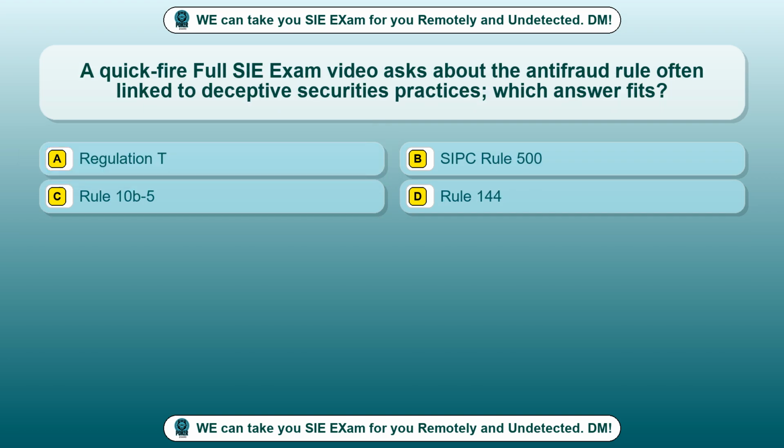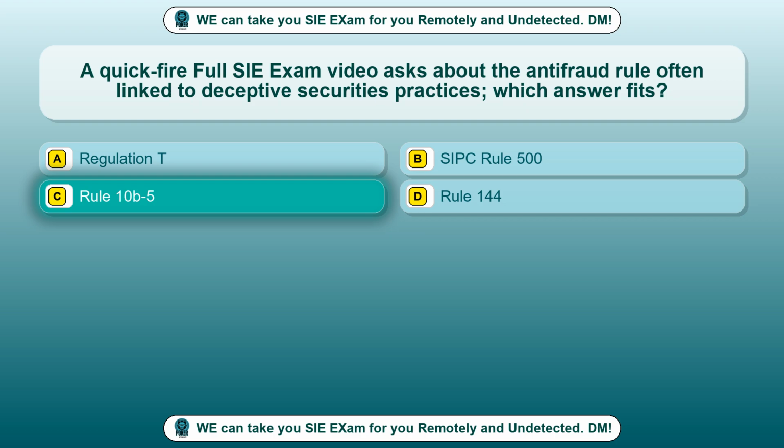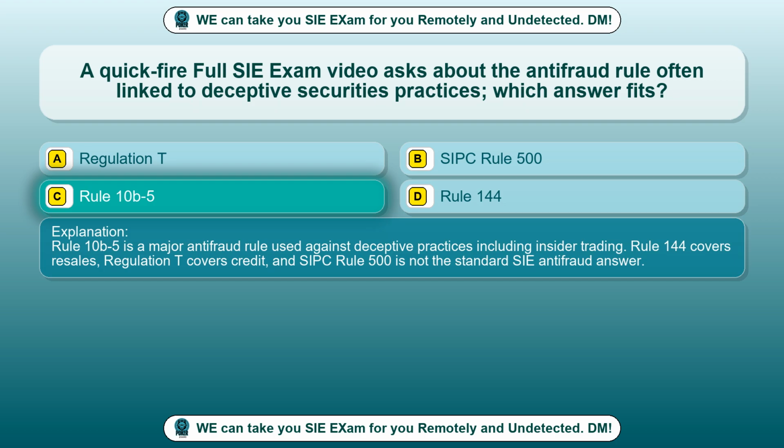Question 87. A quick-fire full SIE exam video asks about the anti-fraud rule often linked to deceptive securities practices. Which answer fits? Option A, Regulation T. Option B, SIPC Rule 500. Option C, Rule 10b-5. Option D, Rule 144. The correct answer is option C, Rule 10b-5. Rule 10b-5 is a major anti-fraud rule used against deceptive practices, including insider trading. Rule 144 covers resales, Regulation T covers credit, and SIPC Rule 500 is not the standard SIE anti-fraud answer.